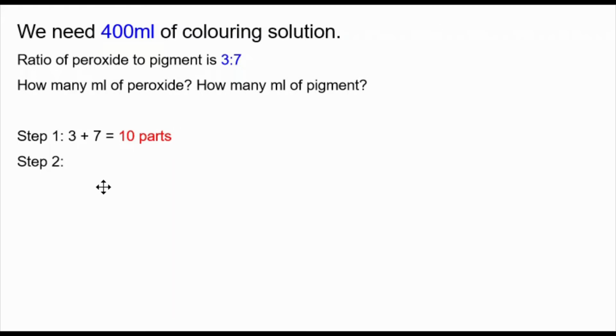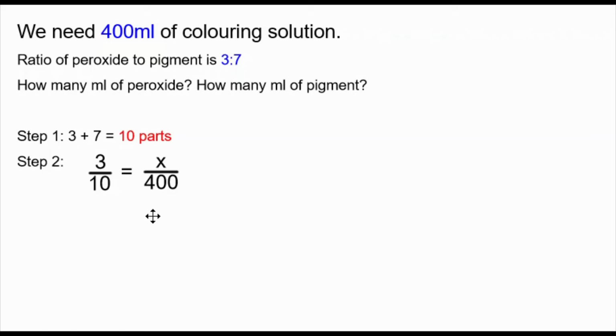In step 2, we have to make a proportion. We know that the peroxide is 3/10 of the solution. So we write 3 over 10. And we need to know how many milliliters of peroxide are necessary if the total volume of solution is to be 400 milliliters. We write 3 over 10 equals x over 400.